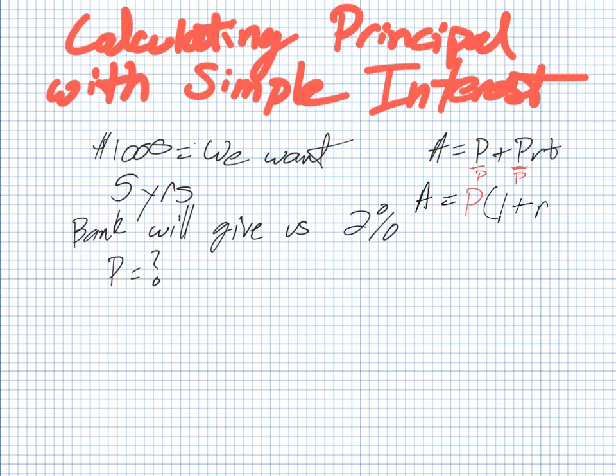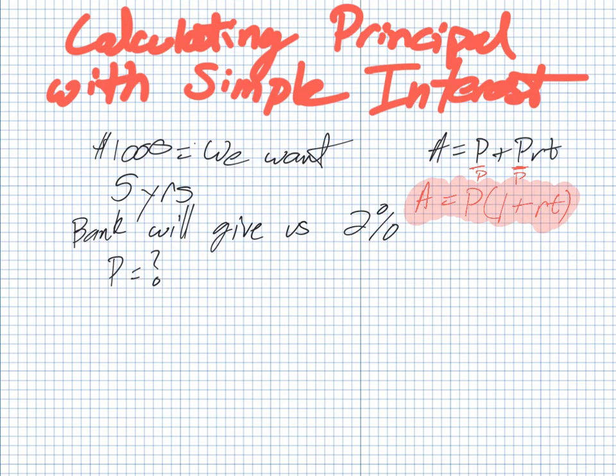So 1 plus RT. This is another form of the formula. Remember, right above it, I've written P plus PRT. You can also write P times (1 plus RT). This one helps us isolate variables really well. You can always start from the same one, but this is a great version of it.